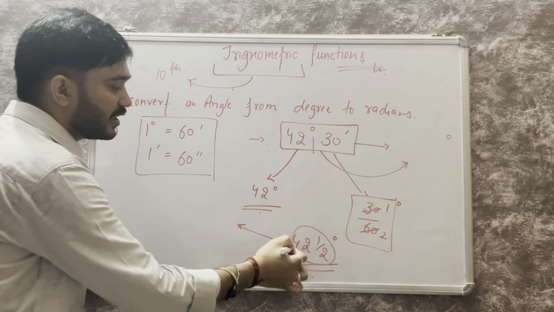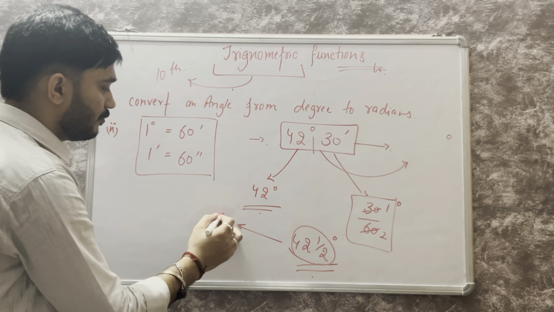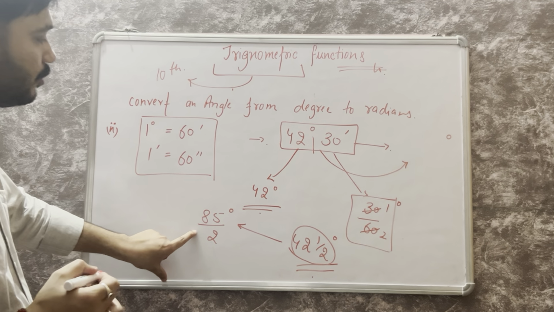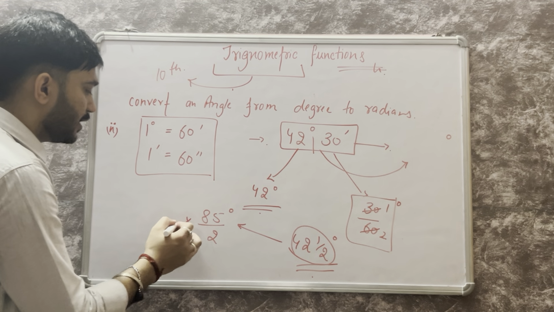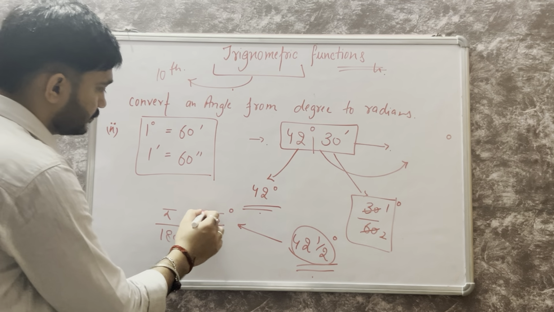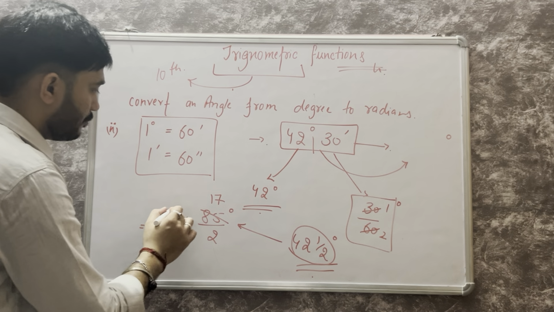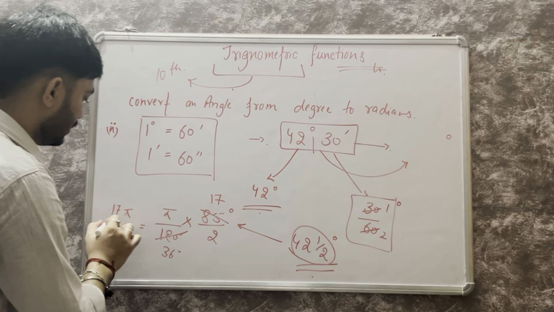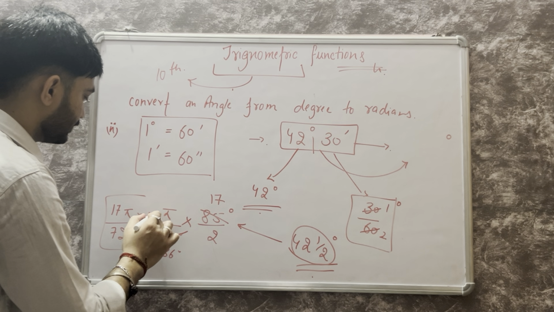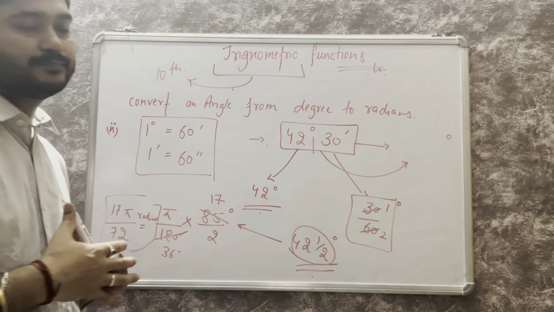Convert this mixed fraction into a simple one. So we are going to have 85 by 2 degrees. How are we going to convert it into radians? Just simply multiply this number by pi divided by 180 degrees. 17 pi divided by 72 radians. This will be the final answer of it. Any doubts?